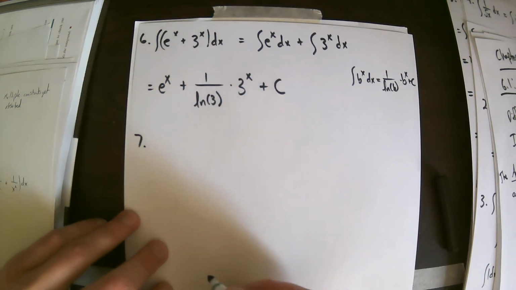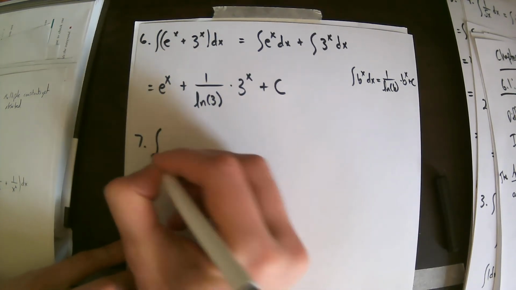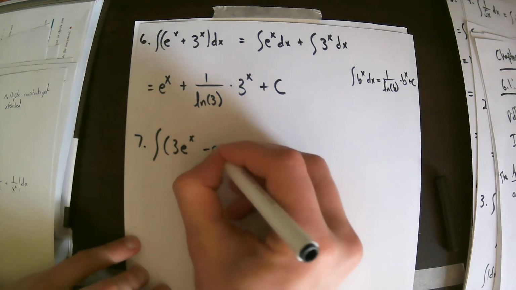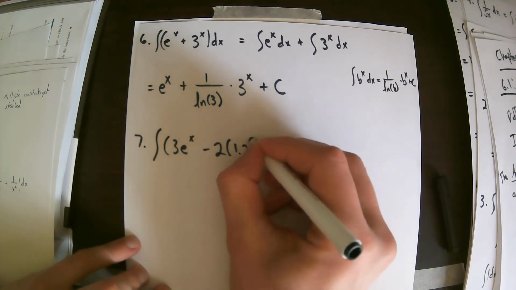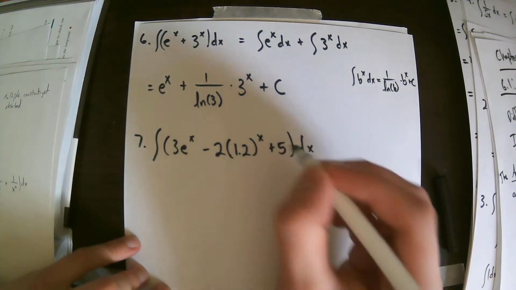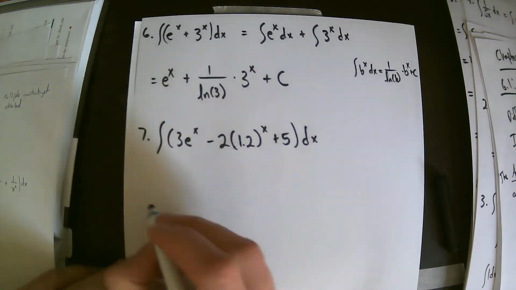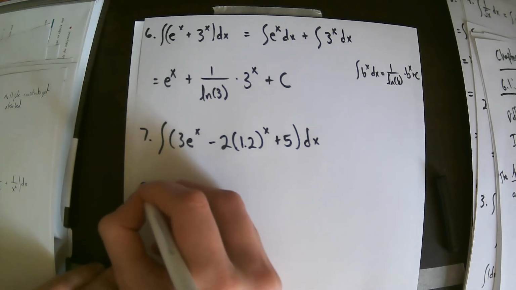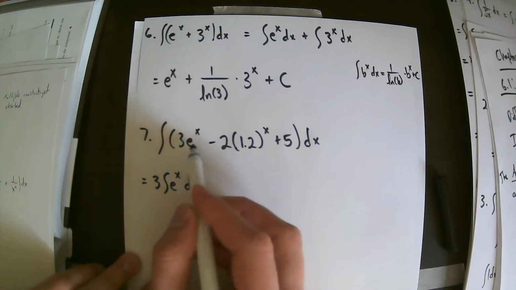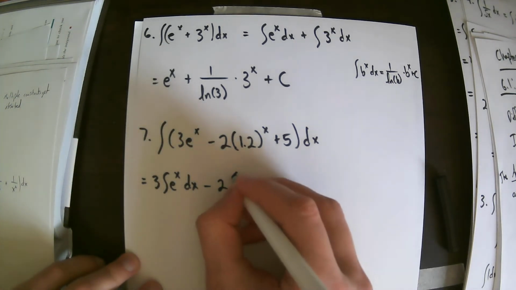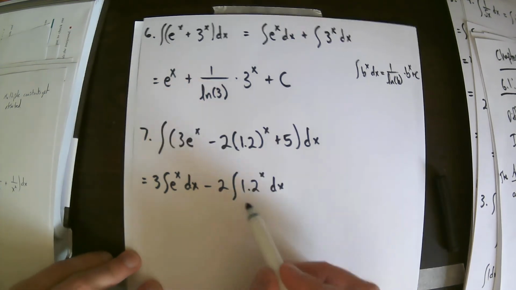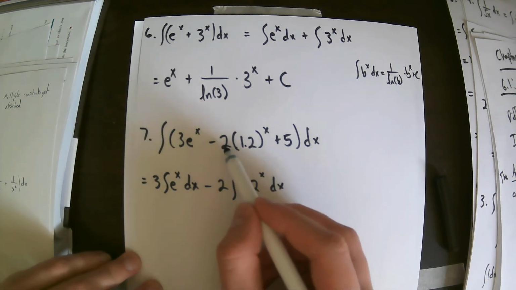Alright, number 7. Number 7 is a weird one. The integral of 3e to the x minus 2 times 1.2 to the x plus 5, and then dx all the way on the outside. Okay, so if I write this as 3 separate integrals, I'm going to have 3 times the integral of e to the x dx. There's the first term, pulling that 3 out, minus 2 times the integral of 1.2 to the x dx. See how the 1.2 is what x is raised to, so that stays inside the integral, but this minus 2 is a constant multiple.